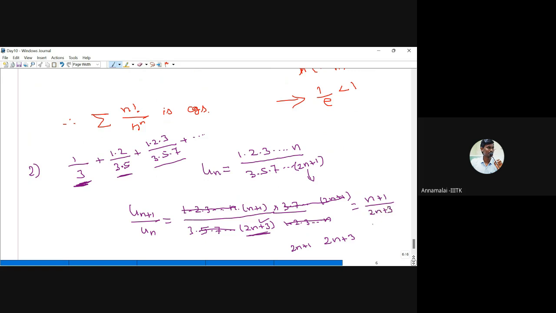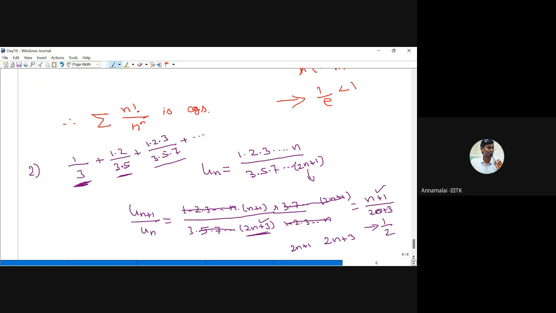Now, as n goes to infinity, where does this go? You can take n outside and then cancel. We have the 1 by n form. What is the limit? Take n outside from the numerator and the denominator, and cancel. In the numerator we have 1 plus 1 by n. In the denominator 2 plus 3 by n, because we can take this n outside.